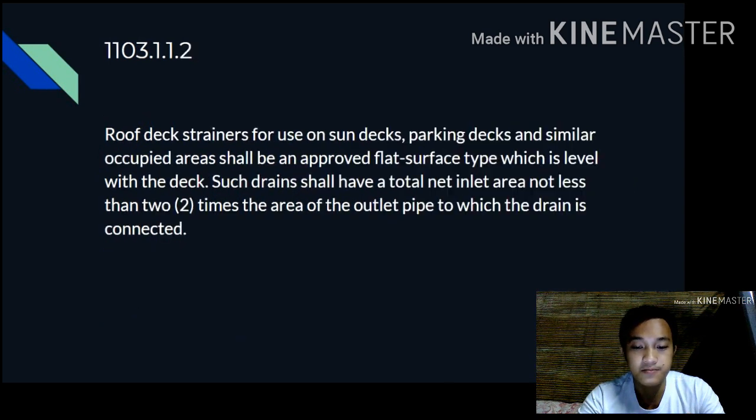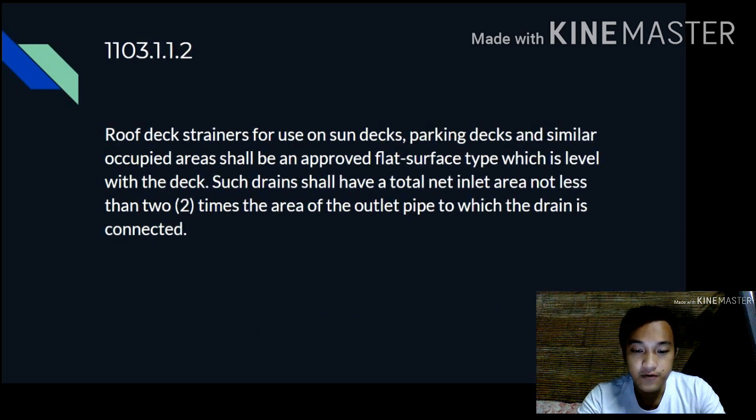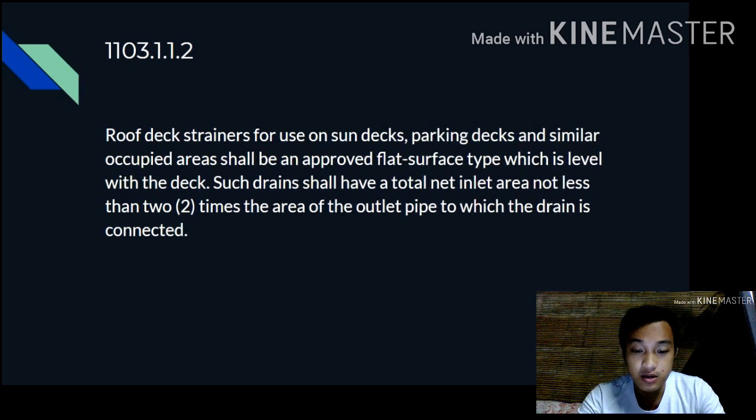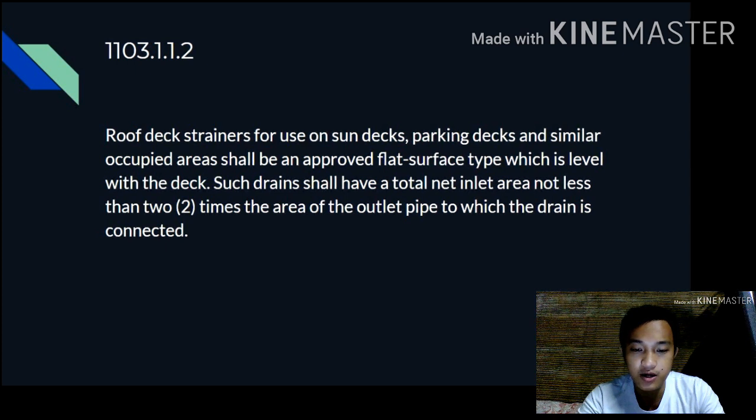Next, roof deck strainers for use on sun decks, parking decks, and similar occupied areas shall be approved flat surface type which is level with the deck. Such drains shall have a total net inlet area not less than 2 times the area of the outlet pipe to which the drain is connected.